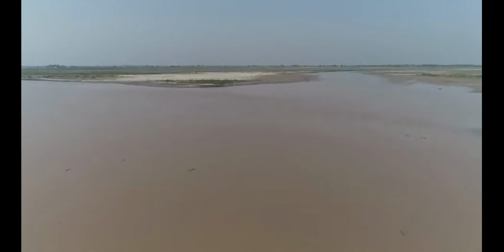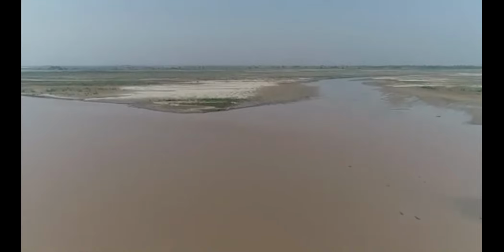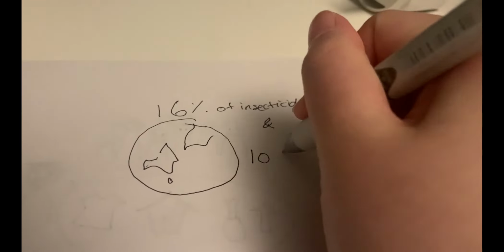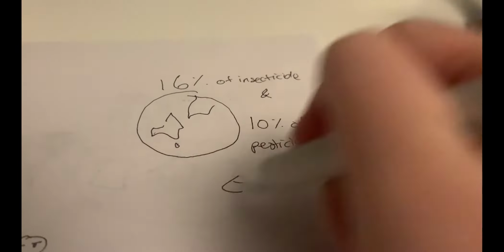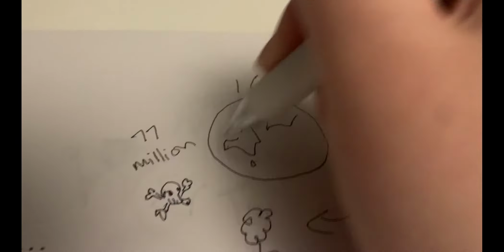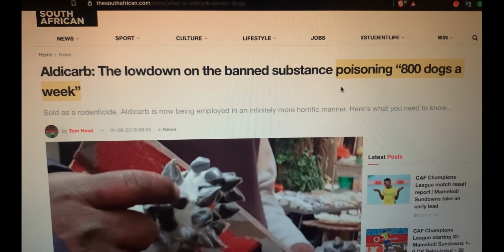Even other places like the Pakistan Indus River are affected by crops like cotton, with 97% of water going to cultivating it. 16% of the world's insecticide and 10% of the world's pesticides go towards cotton. 77 million workers are poisoned annually, and runoffs from the pesticides used to grow cotton can contaminate water sources and affect biodiversity. 16 states in the US reported that they found aldicarb in their groundwater, a very poisonous insecticide used in cotton.